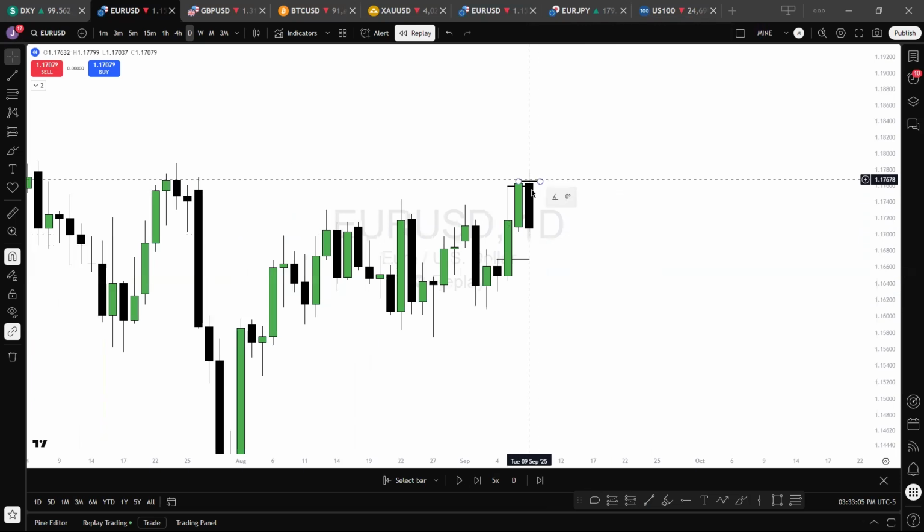All right. Now we can see that price took out this previous daily high, but retraced back into the range. When we see this, we want to look out for the previous daily low to be the draw on liquidity.